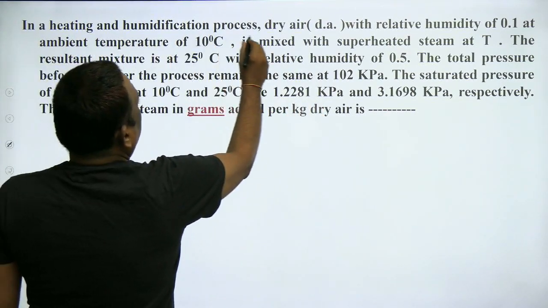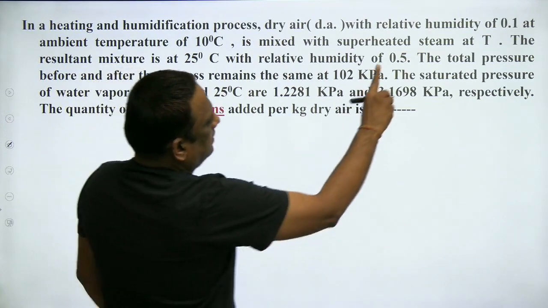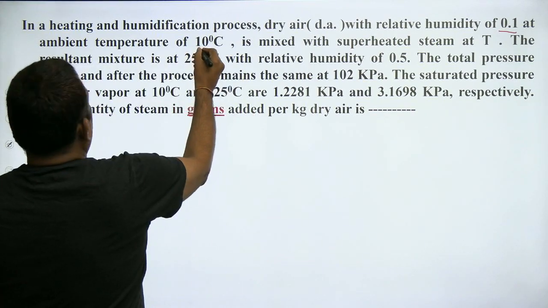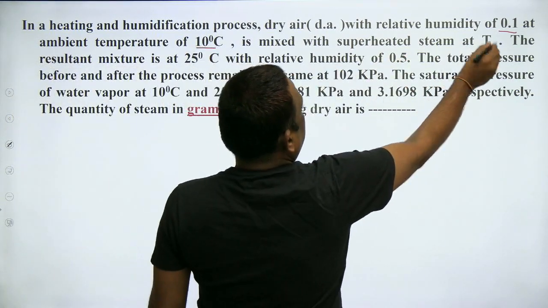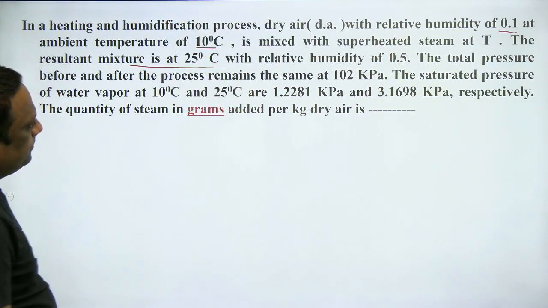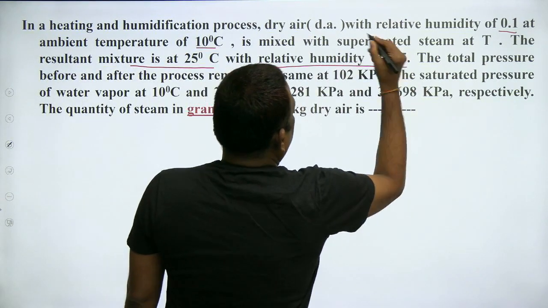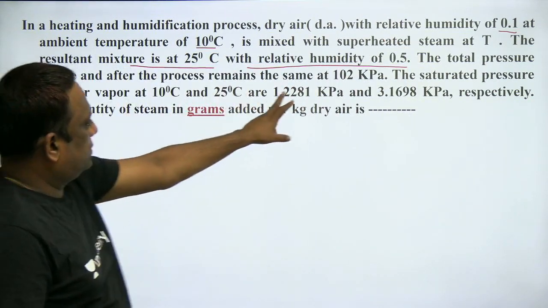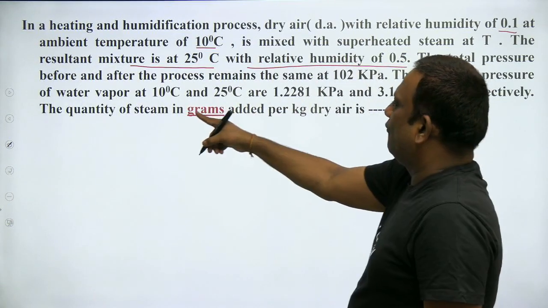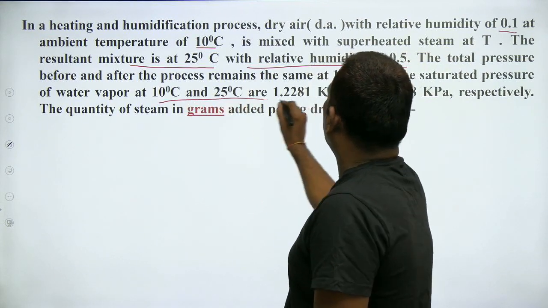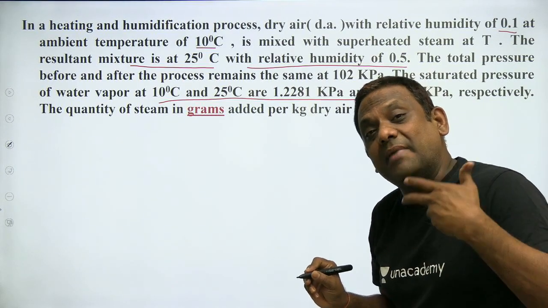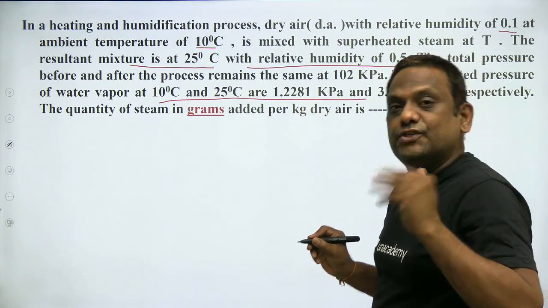In heating and humidification process, dry air with relative humidity 0.1 and ambient temperature 10 degrees is mixed with superheated steam. The resultant mixture is at a final condition with a given relative humidity. The total pressure is 102 kilopascal. The saturation pressure of vapor at 10 degrees centigrade and 25 degrees are given. Now he is asking, what is the quantity of steam added in gram? Chalo, let's do this.